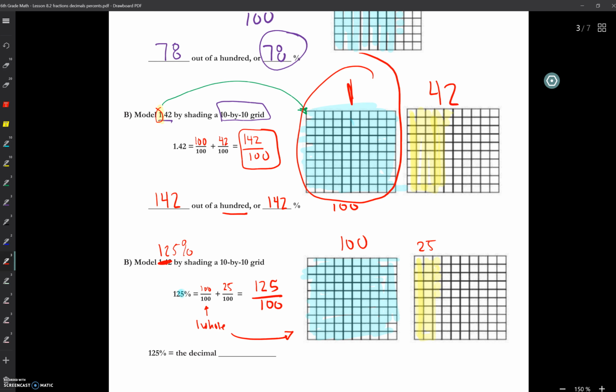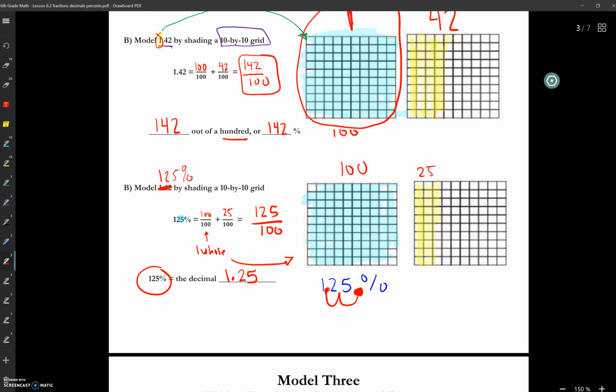So 125%, the decimal would be 1.25. And so the same thing I'm going to do here. I'm going to take the percentage, 125%, and I'm going to put my decimal point right here, just like I did with the other ones, and I'm going to move it 2 times, 1 and 2, and it ends up right between the 1 and the 2, and so this would be 1.25, and then I get rid of the percent sign.